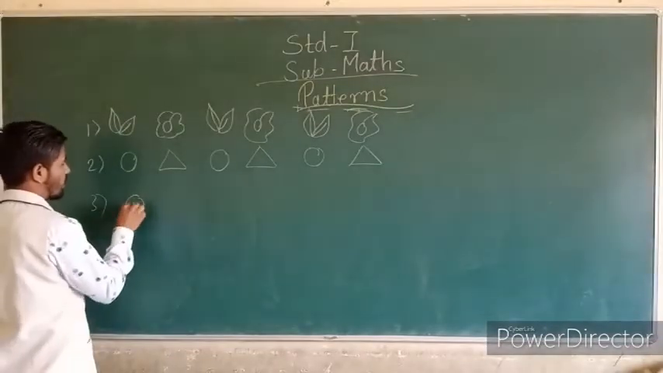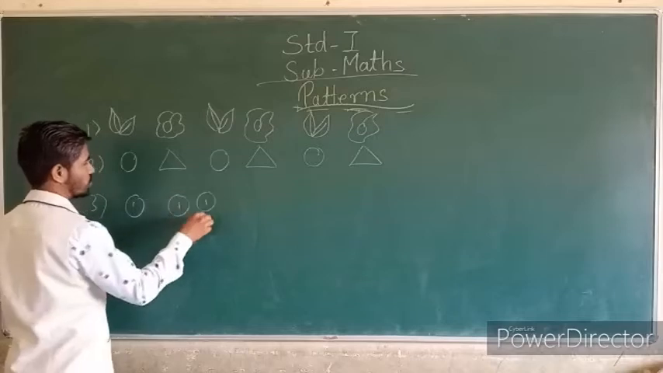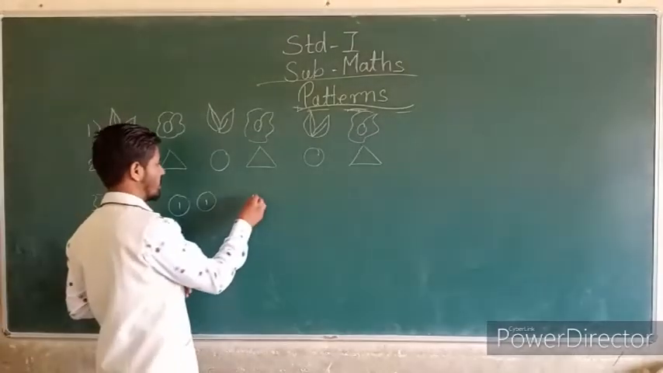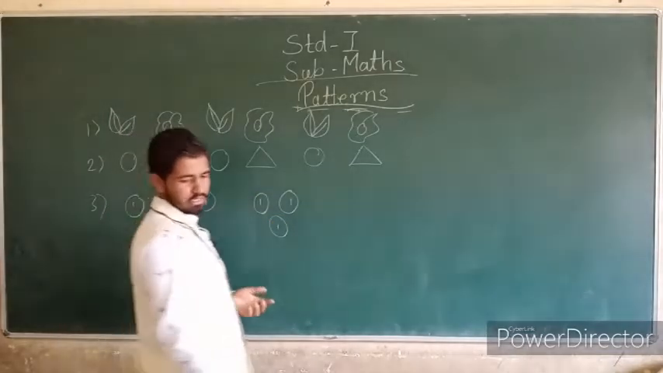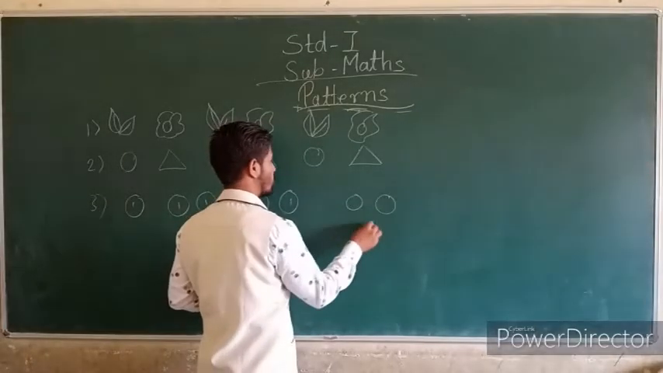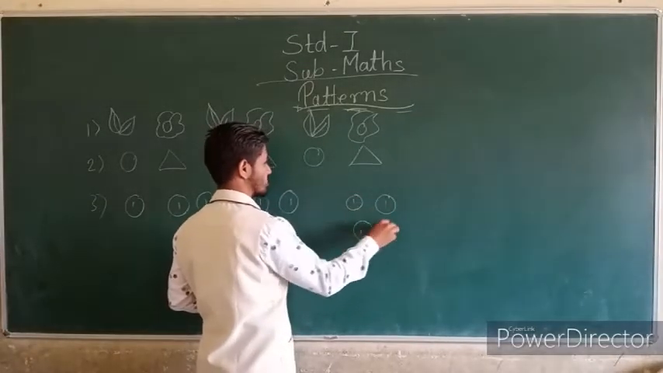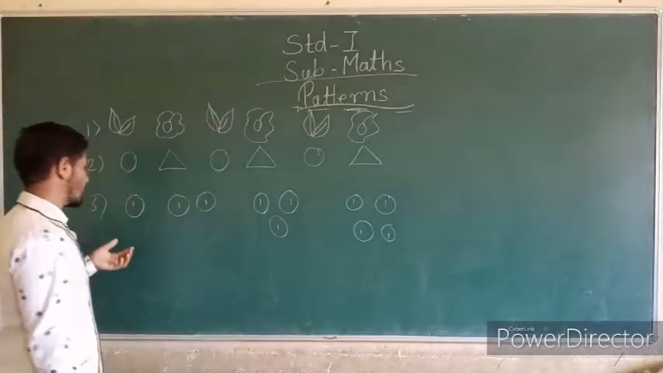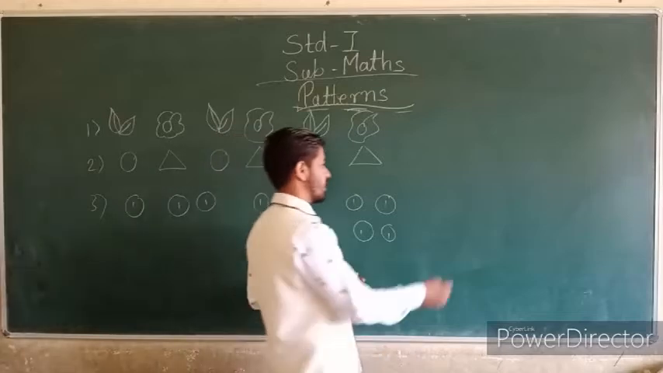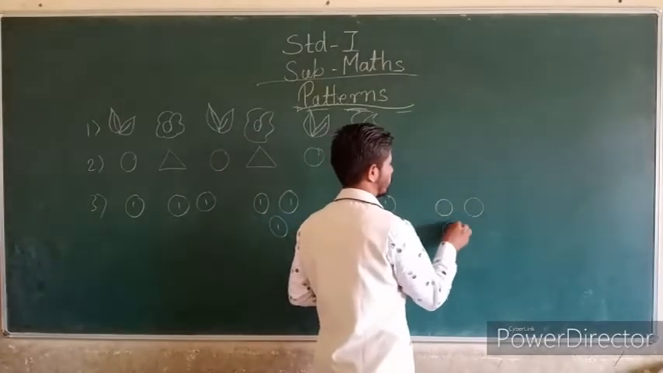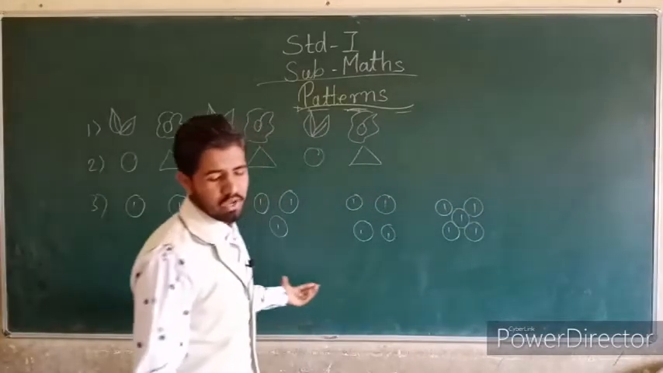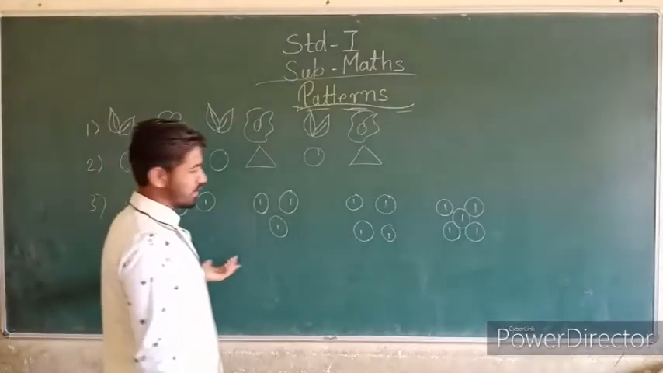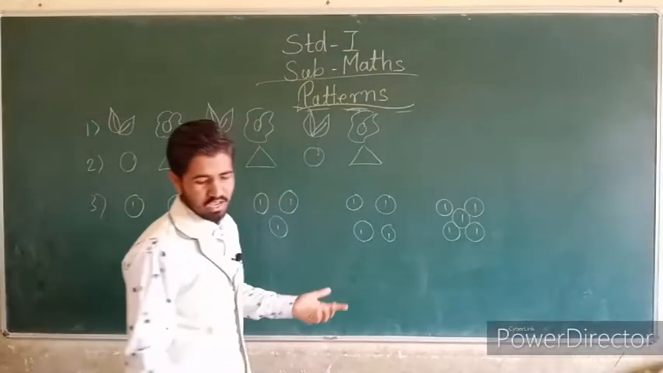Next, we have to see here, the third one is very difficult. 1, 2. Okay, 1, 2. Next, how many numbers? 1, 2, 3. Next pattern, 4 numbers: 1, 2, 3, 4. So the patterns are increasing. Next, 5 patterns: 1, 2, 3, 4, 5. So what happened here? Those patterns are increasing. All the patterns are increasing.